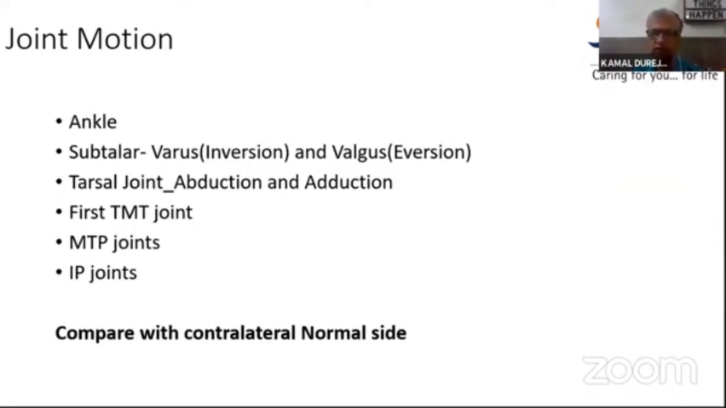If one foot is affected, you should always make it a habit to compare the range of motion with the contralateral normal side. Otherwise, from the knowledge of the amount of joint motions which normally should be present, you can always note whether a particular joint has a restricted movement or not, and whether these movements are restricted with pain or not.